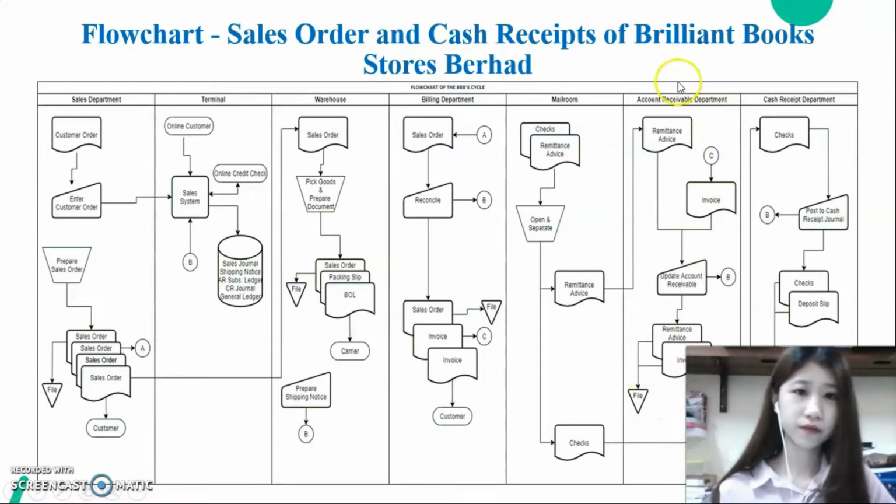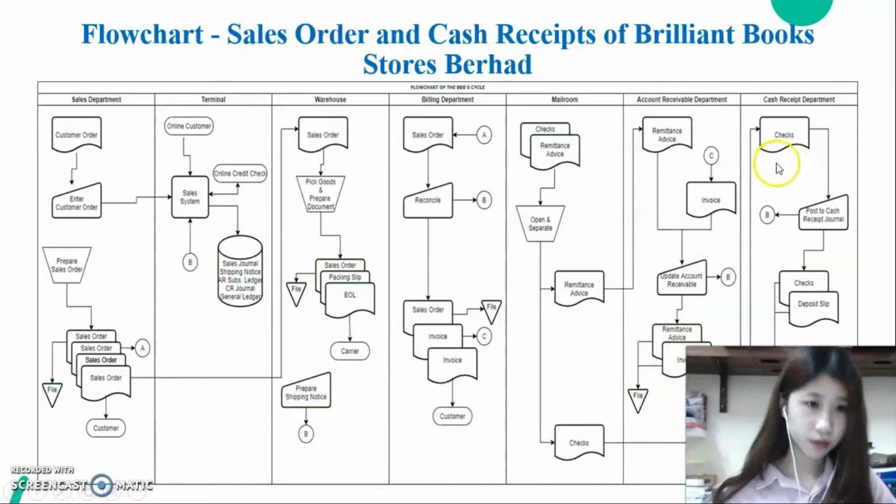Okay, now let's move to the cash receipt procedure. The cash receipt procedure starts with the customer. When the customer sends their check and the remittance advice, the mailroom clerk will open and separate them. The remittance advice will be sent to the account receivable department, and the check will be sent to the cash receipt department. When the account receivable department receives the remittance advice, they will use it to update the account receivable and then file the remittance advice in the department.